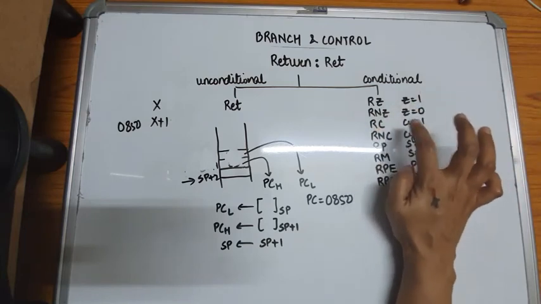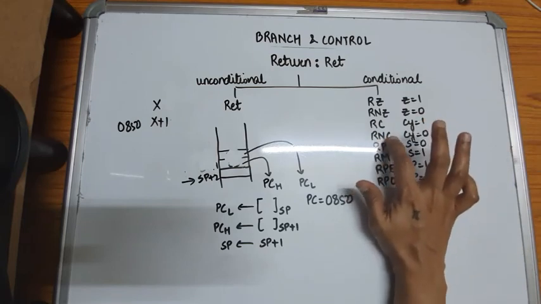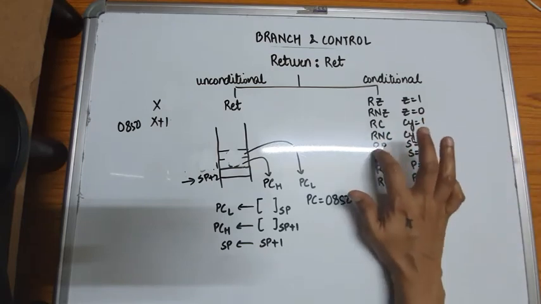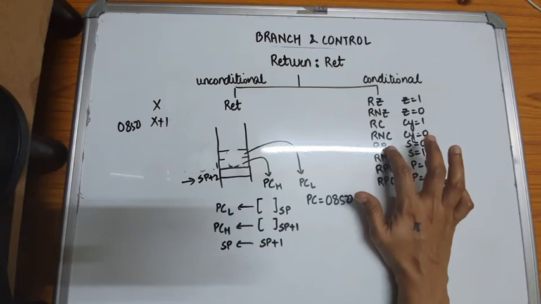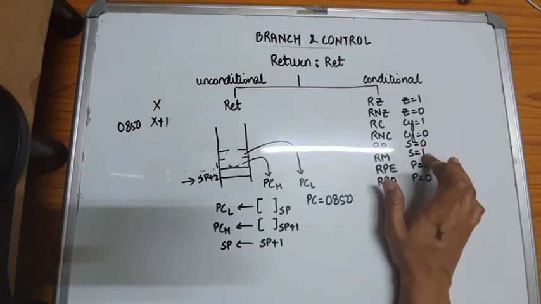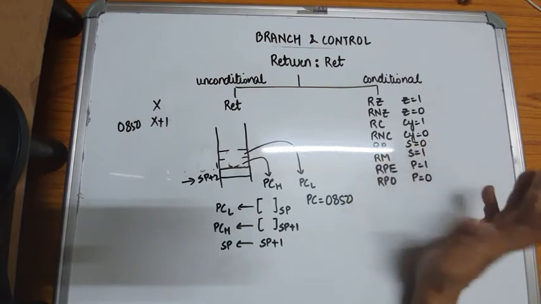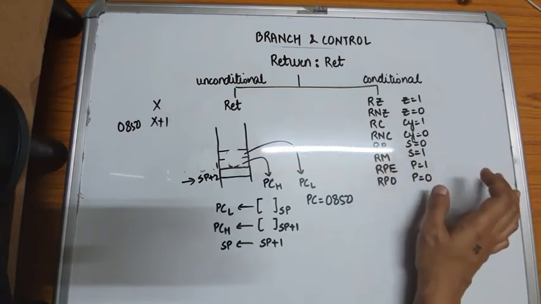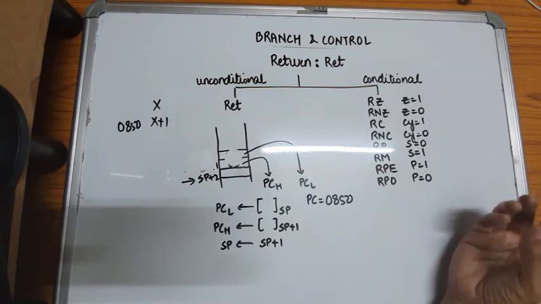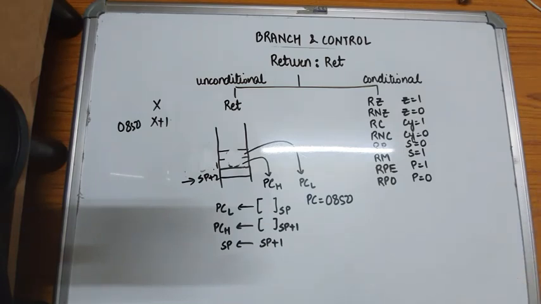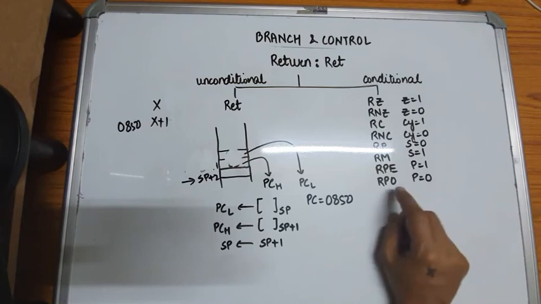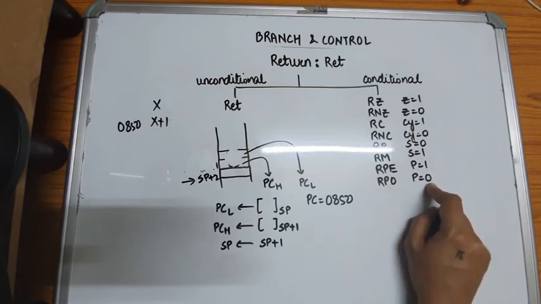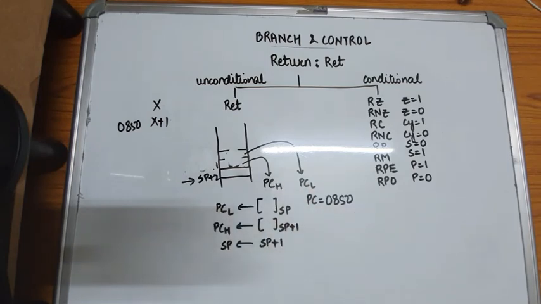Return if carry: if the carry value is 1, then the return will happen. Return if no carry: if carry is 0, then only the return will happen. Return if plus: if sign is 0, the sign is positive, then only the return will happen. Return if minus: if sign is 1, it's a negative value, then the return will happen. Return if parity even: if the contents of the result have an even number of ones, then the parity bit goes to 1, and then only the return will happen. Return if parity odd: if P equals 0, then only the return will happen. This is how the return instruction is executed, be it conditional or unconditional.